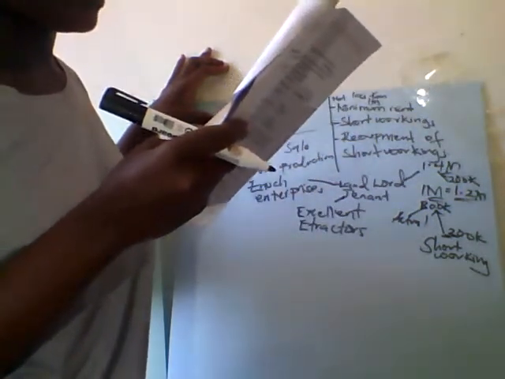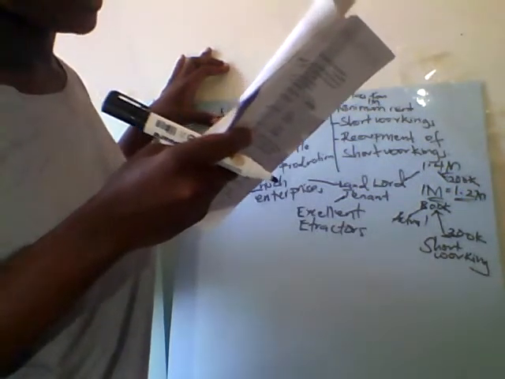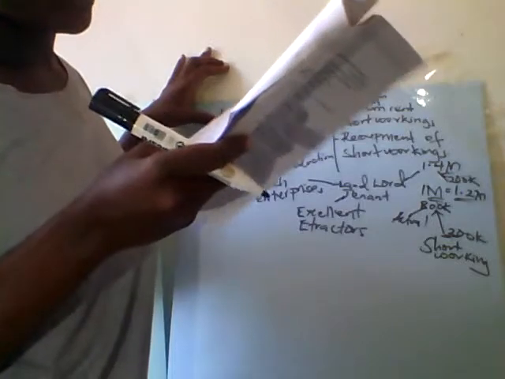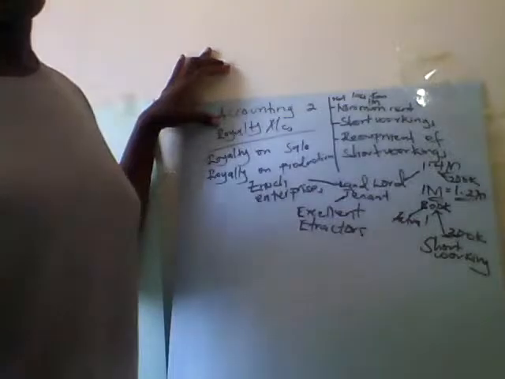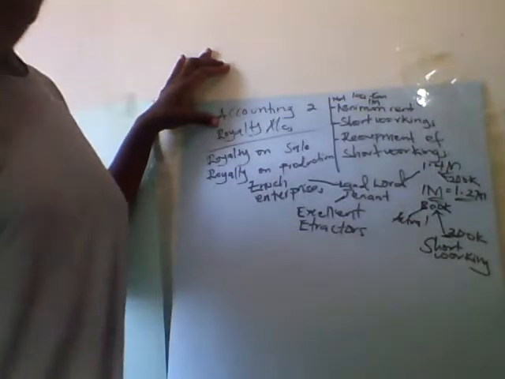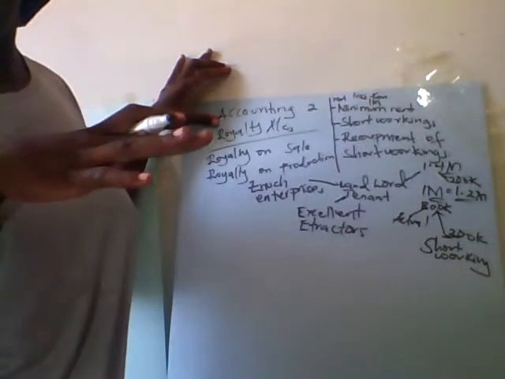Required, they want us to prepare the following ledger accounts: the royalty payable account, which is the royalty account, then the landlord's account, and the short workings account. So those are the three accounts that they always ask for. They can never ask for anything beyond that.